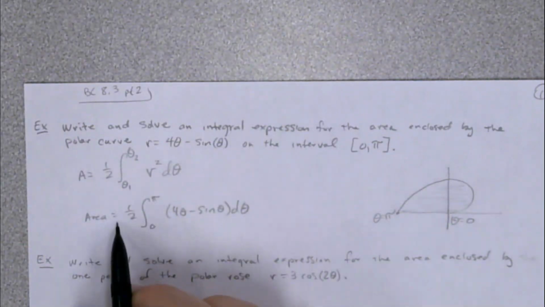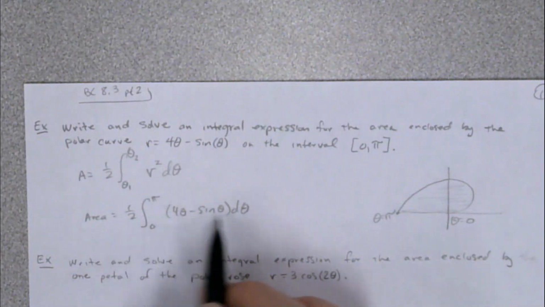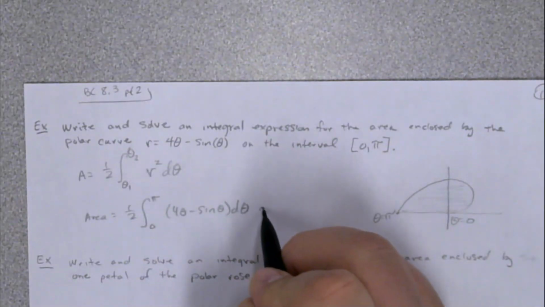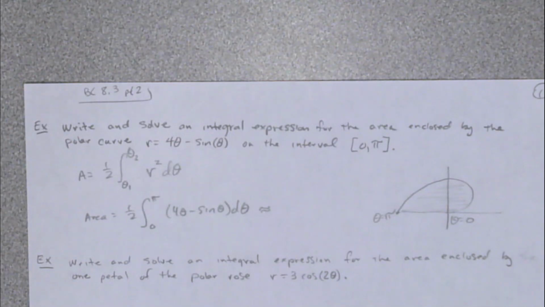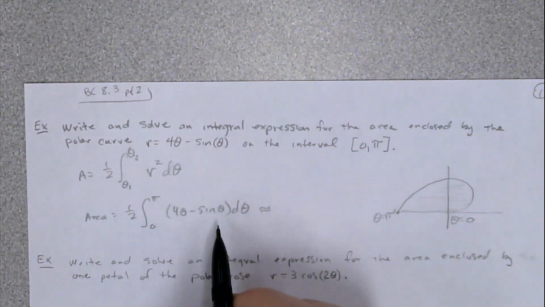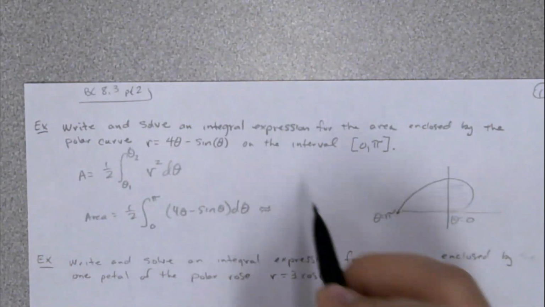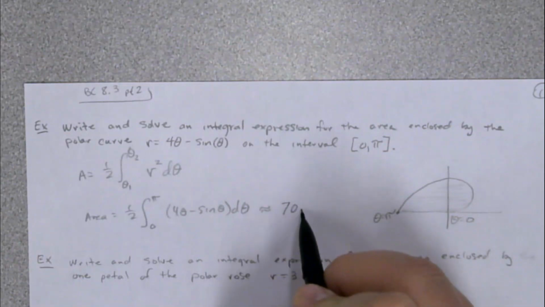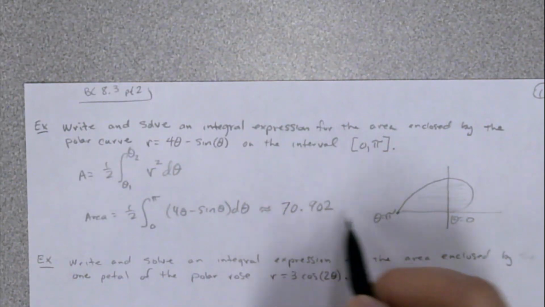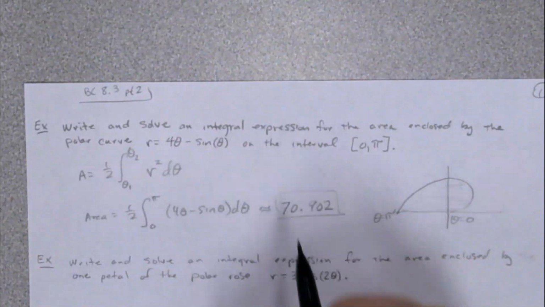So this is the integral expression that you had to write, and then we can solve it using a calculator. When you do it on the calculator, make sure you use proper units and all that stuff when you do your integration symbols. Try it out on the calculator, make sure you can do it, and you should get 70.902. Let me know if you do not, so we can go over that.